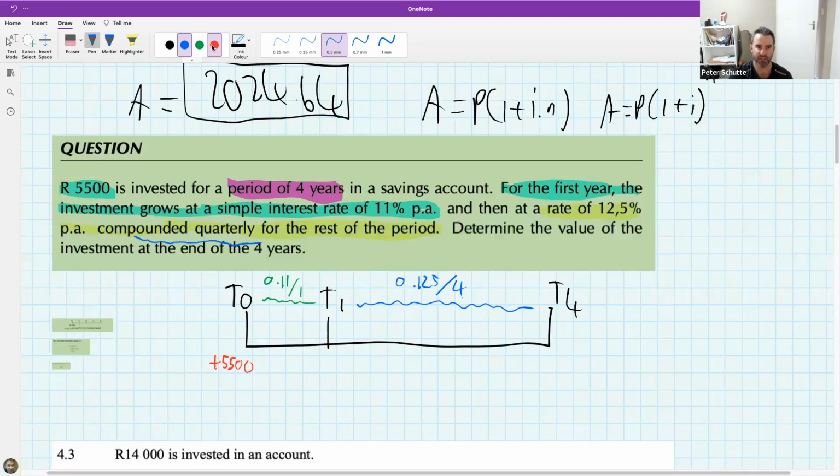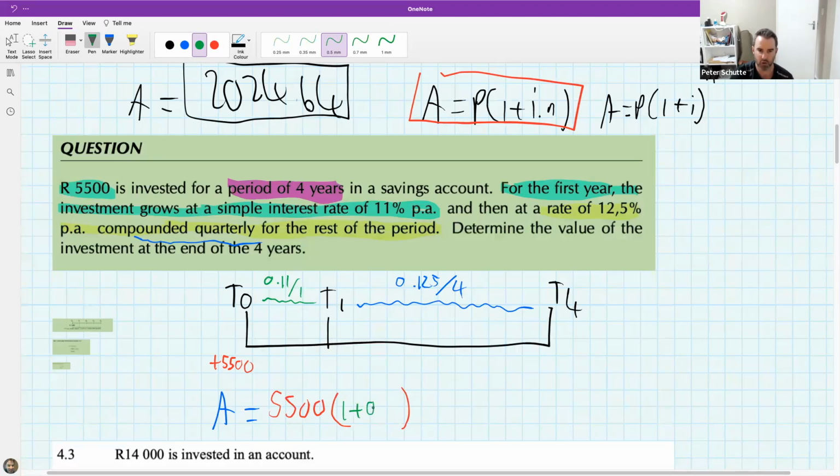Here's my 5,500. Now, what's different here is I'm going to grow this, first of all, with the simple interest. So I've got A equals 5,500. And instead of having the one with the power in the sky, I'm just going to have for this bit 1 plus 0.11 times 1, because it's 1 year. What do you get for that amount? So basically, I'm getting to that point and saying, how much money do I have in my bank account at that point?